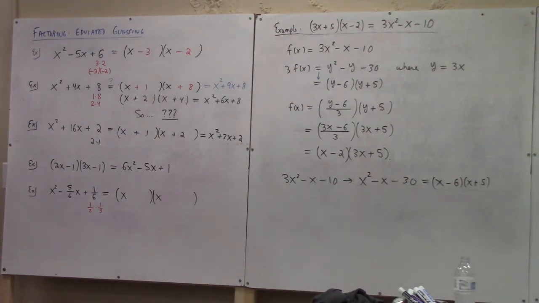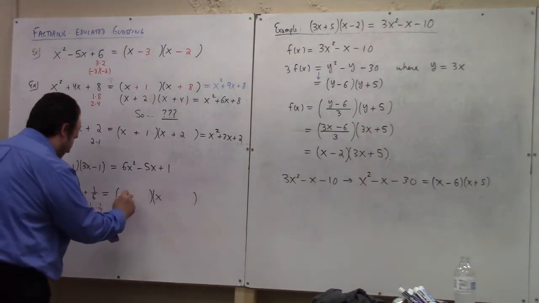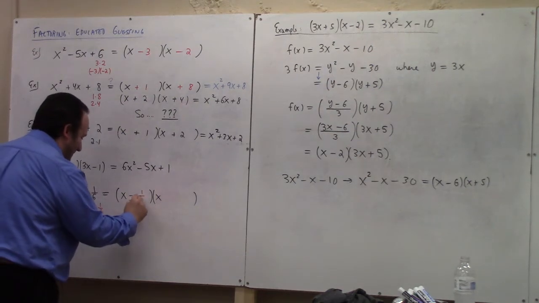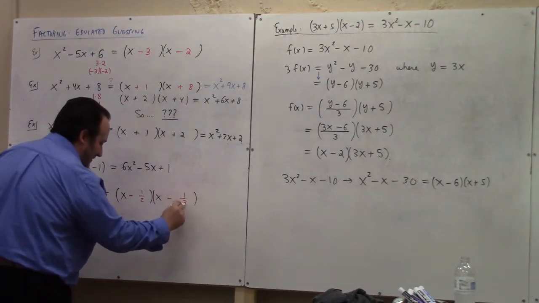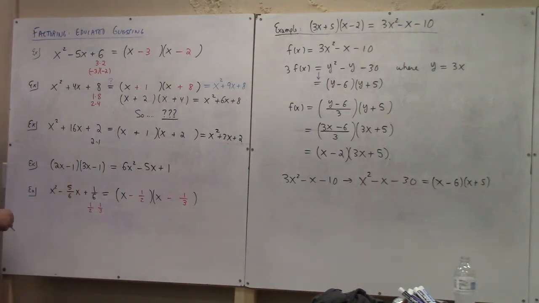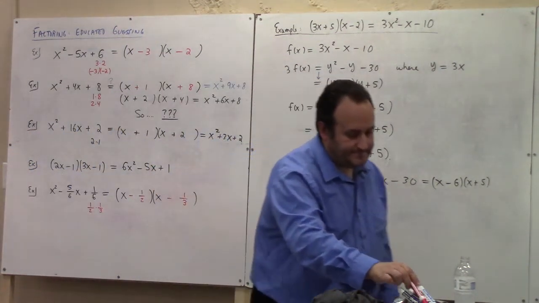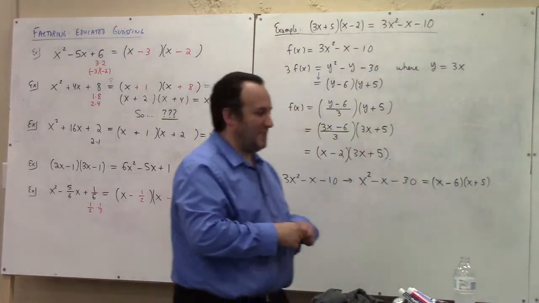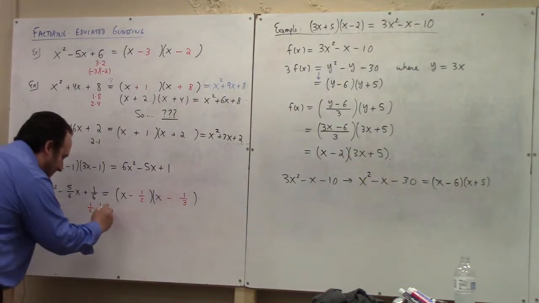Let's see here. Minus 1/2, minus 1/3 is what I would try, because I need the positive, but I got a negative over here. When you do that, what do you get? The right answer? Well, I hope so, but I don't know.